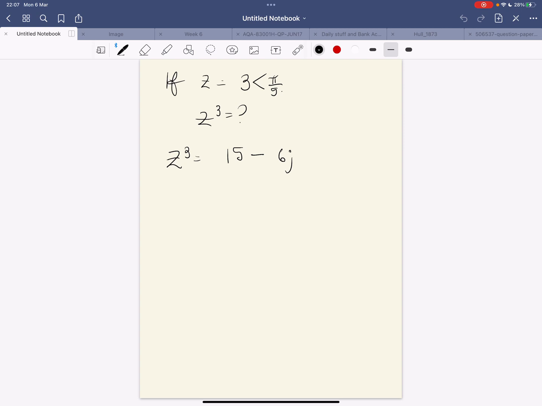I want to be efficient with this proof, so I'm actually going to look at the mark scheme because there's lots of ways of doing these.